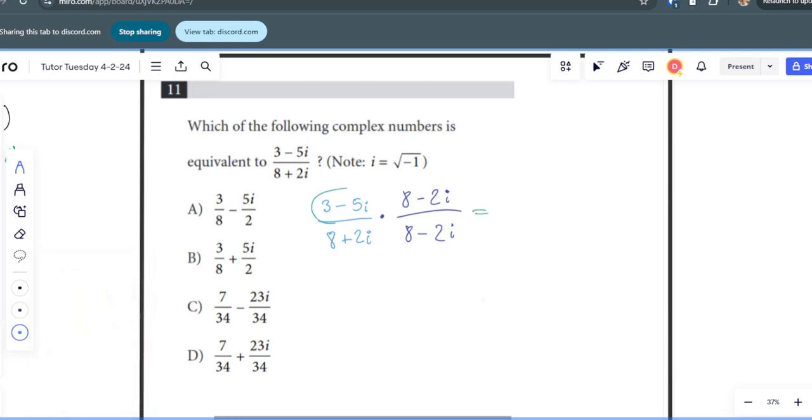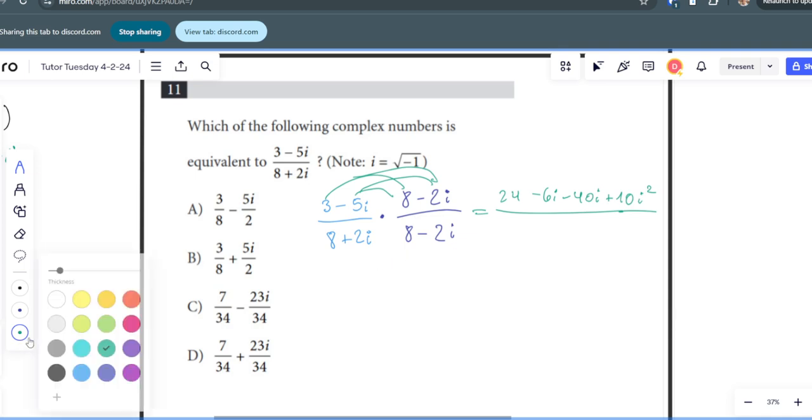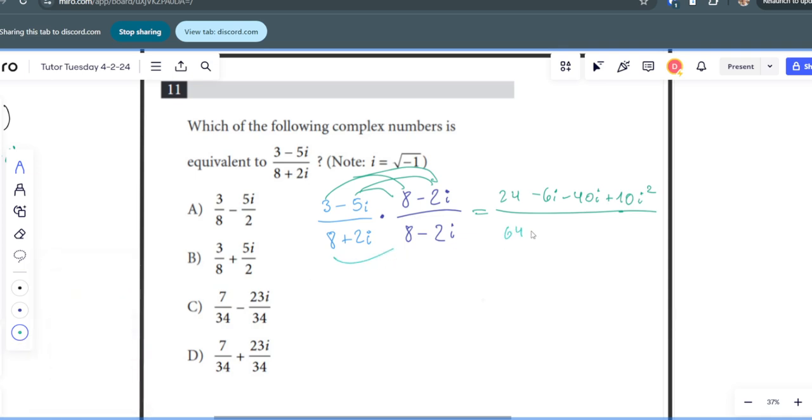It's just a bunch of FOIL now. So on the top, we multiply 3 into 8, that's 24. 3 into minus 2i is minus 6i. Minus 5i into 8 is minus 40i. And minus 5i into minus 2i is plus 10i squared. That's the top. On the bottom we have 8 times 8 is 64. 8 times minus 2i is minus 16i. Plus 2i times 8 is plus 16i. And then plus 2i times minus 2i is minus 4i squared.